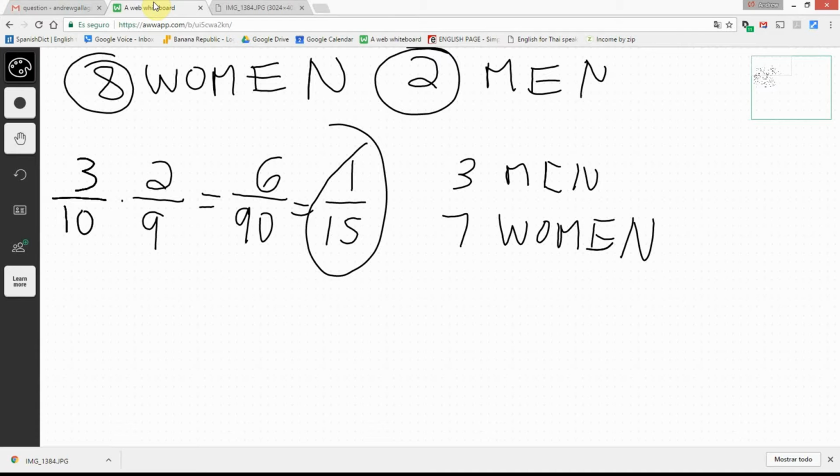And statement 2 is not sufficient, because we could have 3 men and 7 women, or 2 men and 8 women. So it could go either way. We have this threshold of 8 women. We need a minimum of 8 women for the desired probability. And here we could be on one side of the threshold, but with 2 men and 8 women, we would be on the good side of the threshold. So it doesn't work.